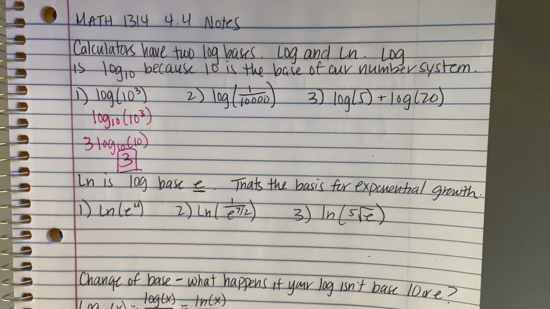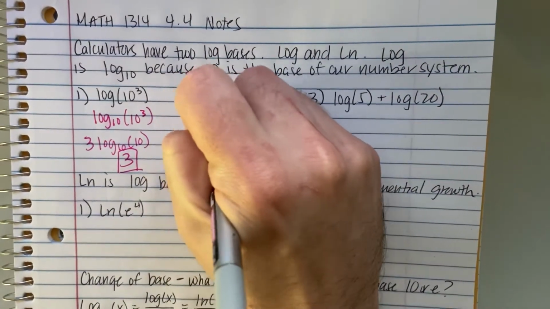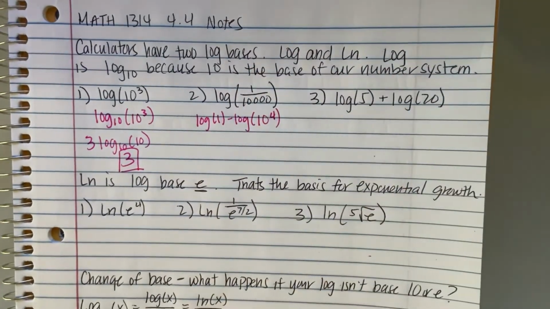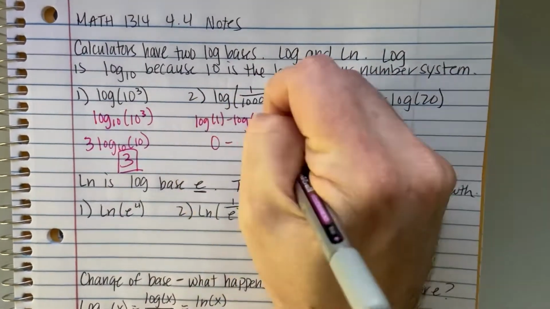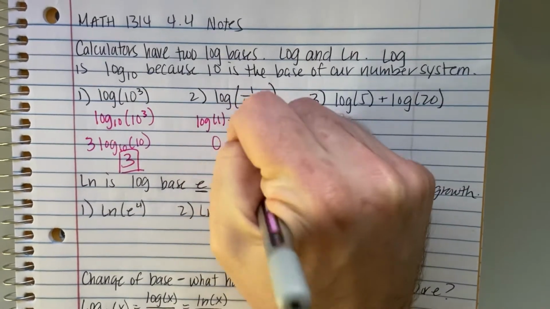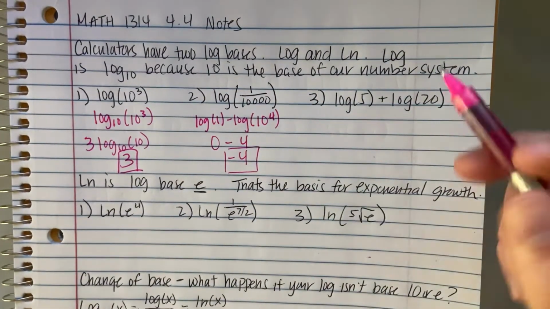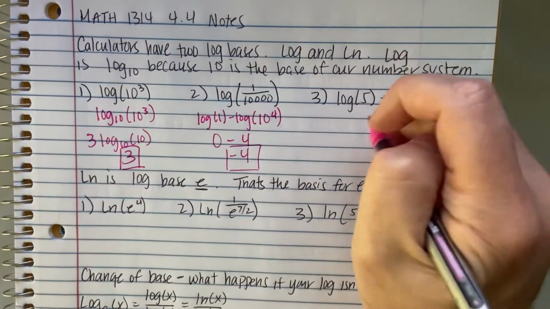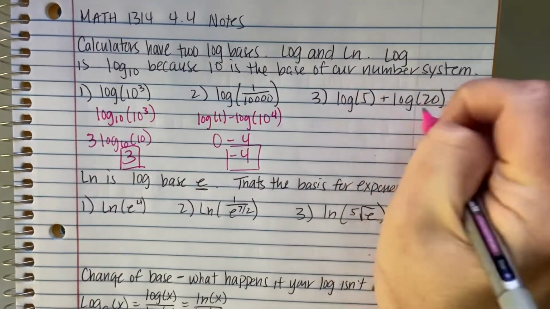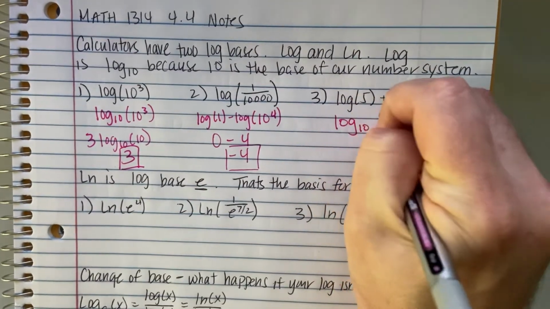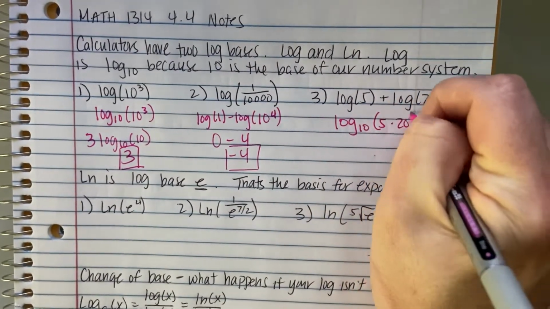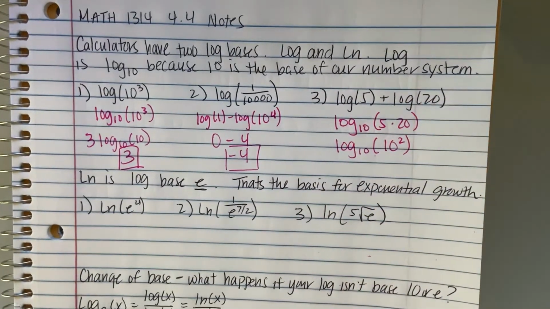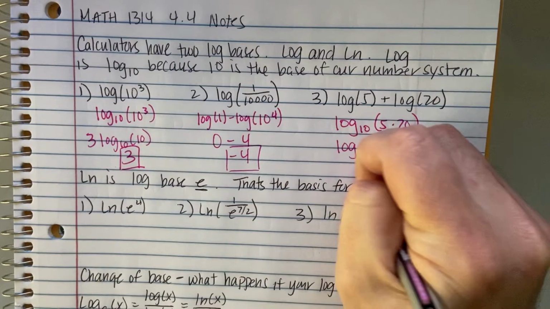Or log of 1 over 10,000 is log of 1 minus log of 10,000, which is 10 to the 4th because it has 4 zeros. So it's 0 minus 4, which is negative 4. Similarly, you don't know what log 5 and log 20 are, but what you do know is that addition of two logarithms with the same base can be multiplication on the inside, and 5 times 20 is a convenient 100, which is 10 squared, so this is 2.